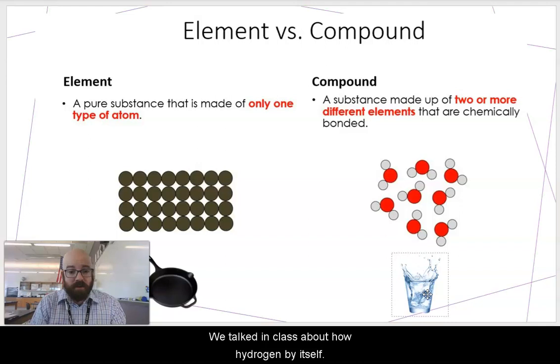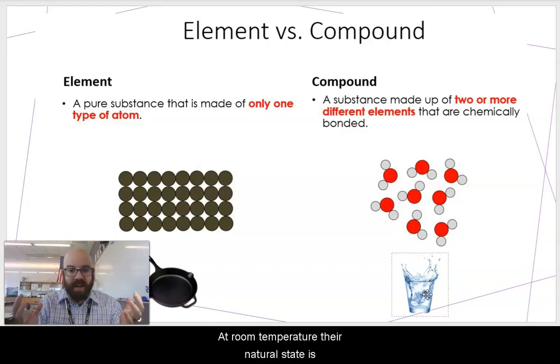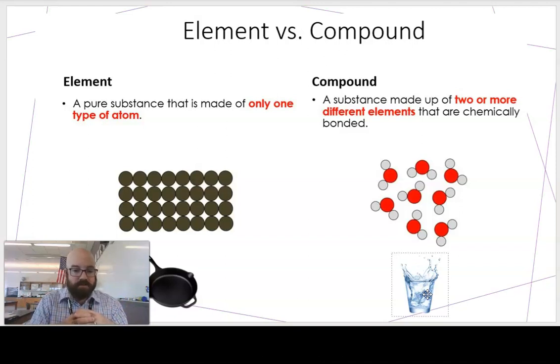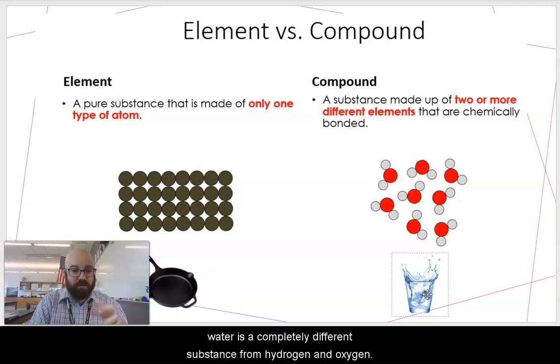We talked in class about how hydrogen by itself is a gas, oxygen by itself is a different gas. At room temperature, their natural state is a gas. When they bond to make water, now all of a sudden water has new properties. It's a clear liquid. That's because water is a completely different substance from hydrogen or oxygen.